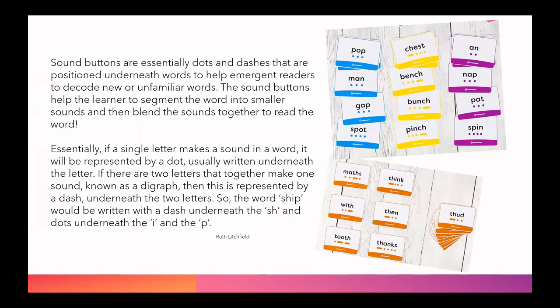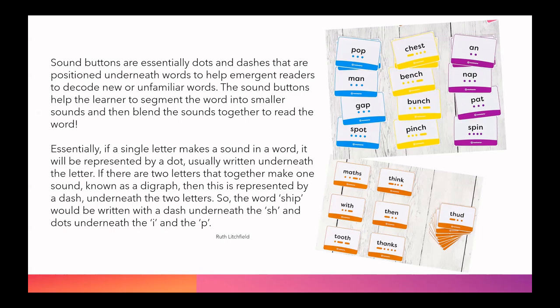Now, there's another term that you might hear when you teach phonics or when you watch a phonics video. One that is called sound buttons. Sound buttons are very, very important, especially for beginning readers. It helps them with their writing, it helps them with their segmenting, it helps them with their blending. Now, what are sound buttons? They are basically dots and dashes that are positioned underneath words.